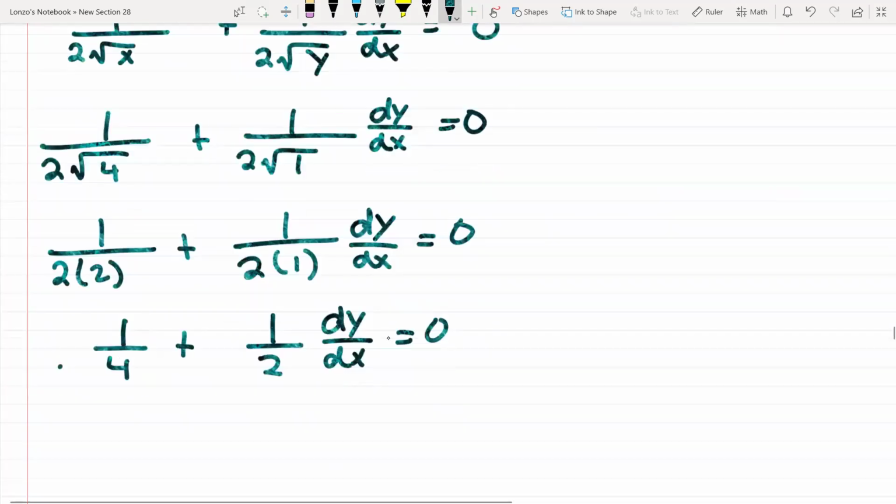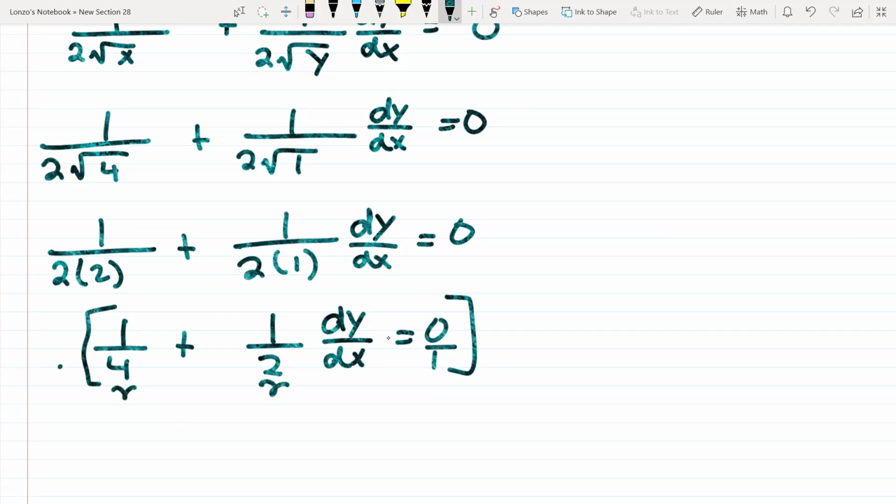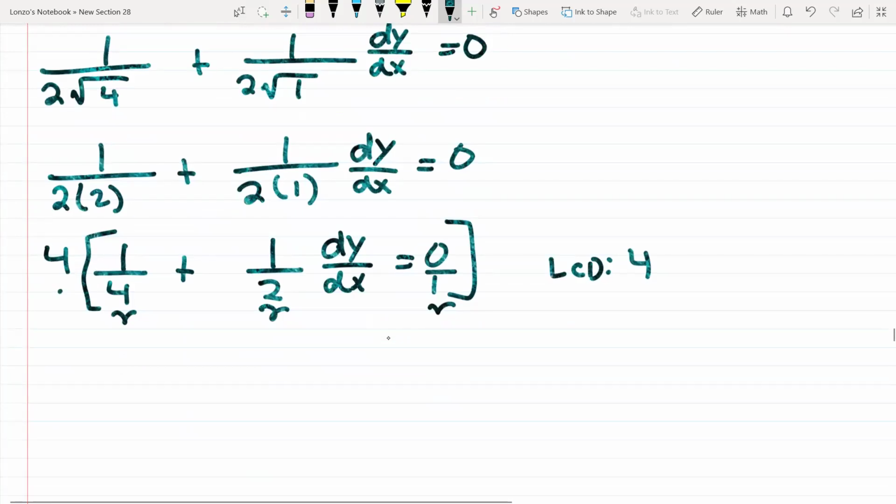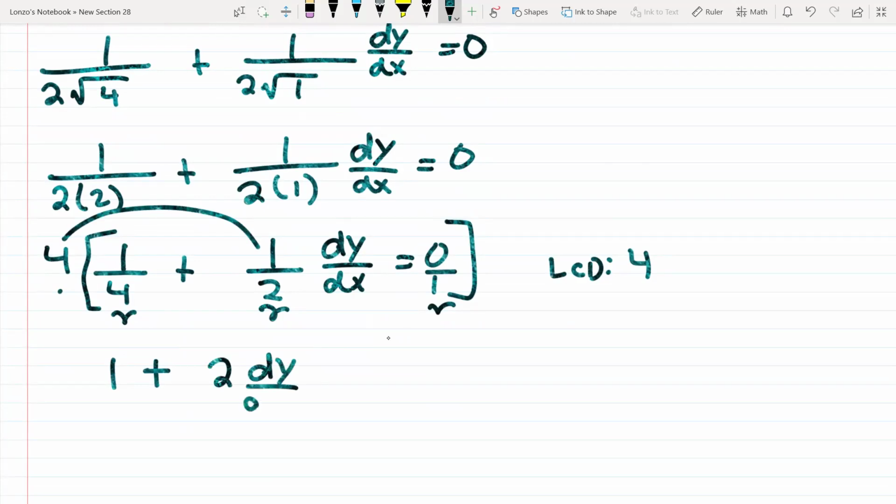Maybe I could subtract, or what can I do? Maybe I could get rid of the fraction. Let's do that. I'm going to multiply all three sides by the LCD. What is my LCD? We have a 4 here, a 2, and a 1, so my LCD, lowest common denominator, is 4. I'm going to multiply all three sides by 4. So 4 times 1/4 cancels, so it becomes 1, plus 4 times 1/2 dy dx, which would be 2 dy dx, equals 0 times 4, which is 0.